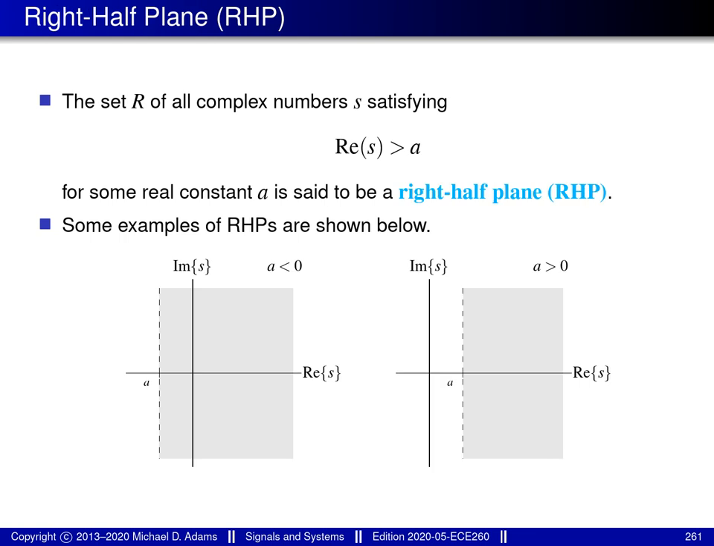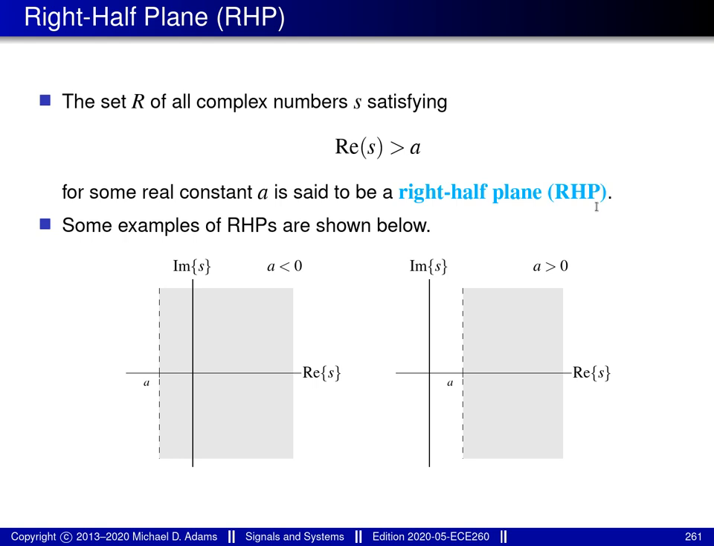Next, I need to introduce the definition of a right half plane. The set R of all complex numbers S satisfying a relationship of this particular form here, where A is a real constant, is said to be a right half plane, which is abbreviated by the acronym RHP. In other words, a right half plane is a set of points in the complex plane that lie strictly to the right of a vertical line.